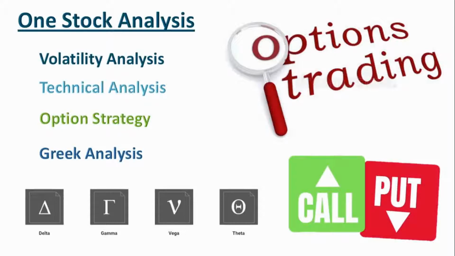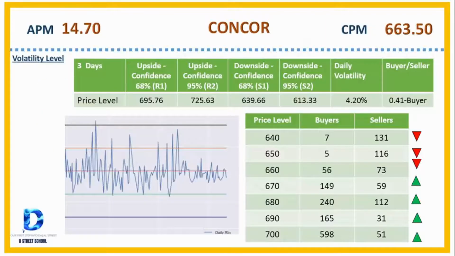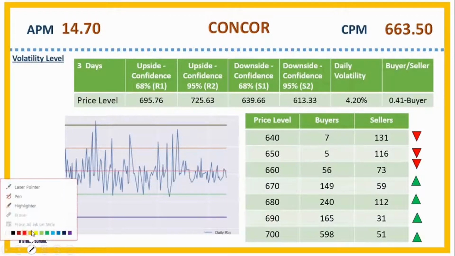First, let me start with the volatility analysis, which we speak of as a statistical analysis. Today we have selected one stock, called CONCOR. It's in the logistics sector. The previous close price for CONCOR is 663.50.